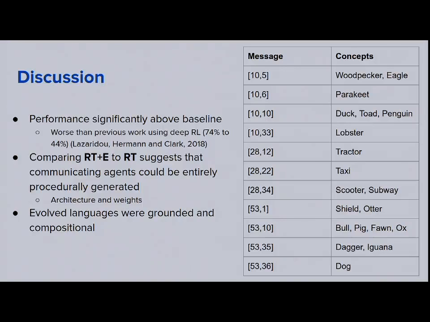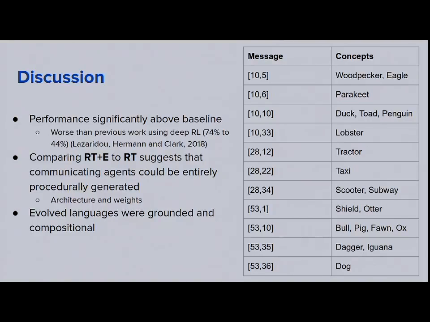We were glad to see, though, that with this RT plus E group, the random RNN with evolution, this agent was able to learn languages without any specific engineering beforehand. Weights were randomized. The network architecture was randomized. And also the languages themselves, like I said, we evaluated them on a test set to ensure that the languages actually had structure. This would also be called compositionality. And we were glad to see that this was the case.